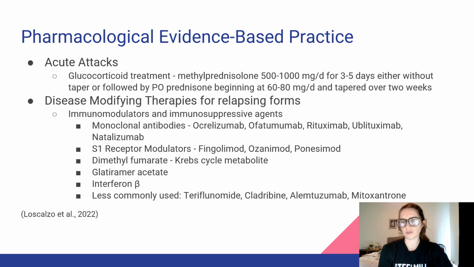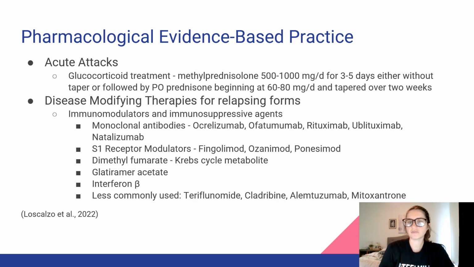Oftentimes, you'll start with methylpred, 500 to 1,000 milligrams per day for 3 to 5 days, and then the provider can taper or they can decide not to taper. But if the patient needs to be tapered, they'll often move on to prednisone PO, 60 to 80 milligrams, and then that's tapered off over a span of 2 weeks.